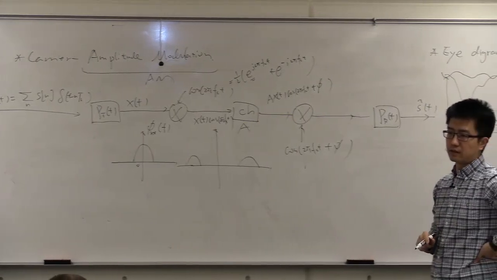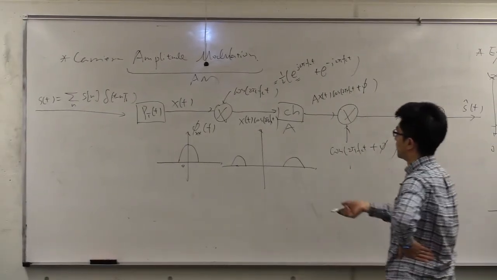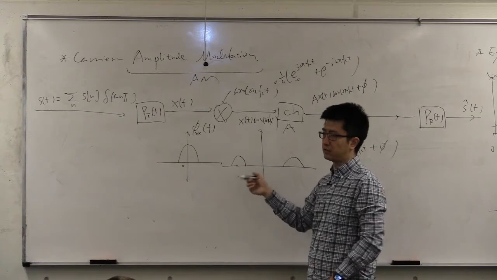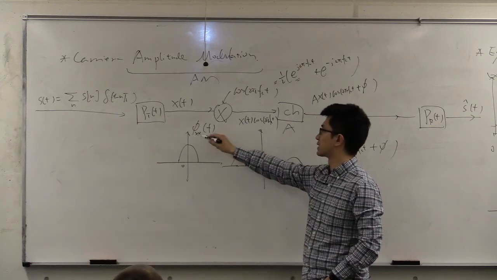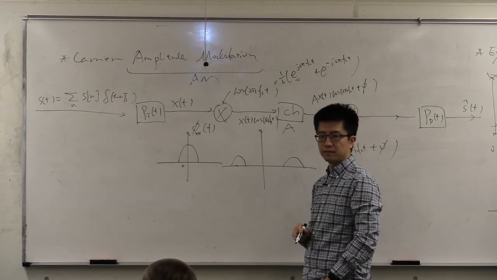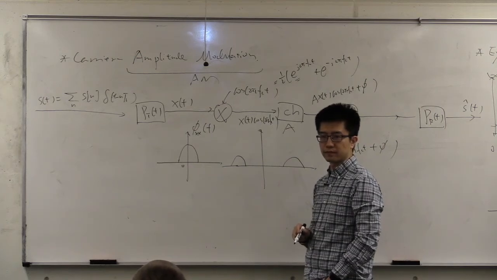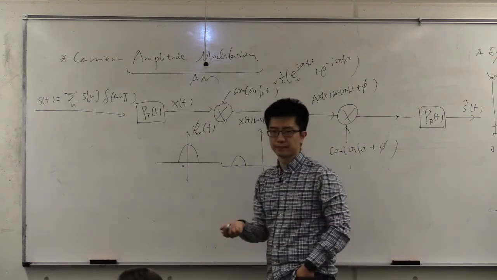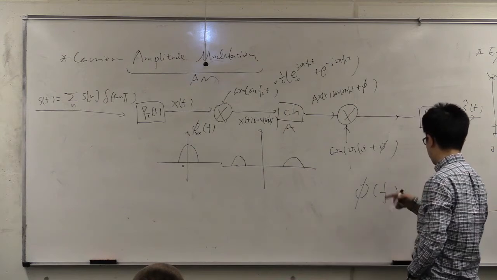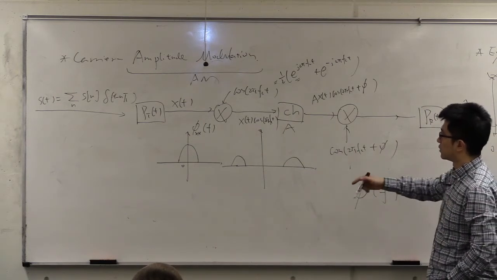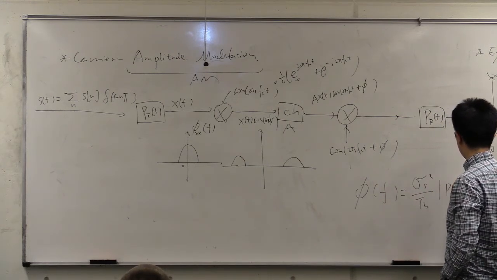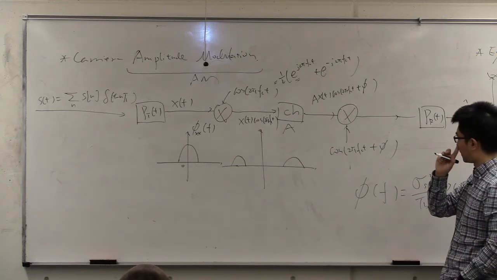Does that make sense? You know how to compute that exactly? Here is just intuitive writing, but how can you compute this exactly if I give you phi xx of f? Remember, the simple case is that, so that would be the power density spectrum.